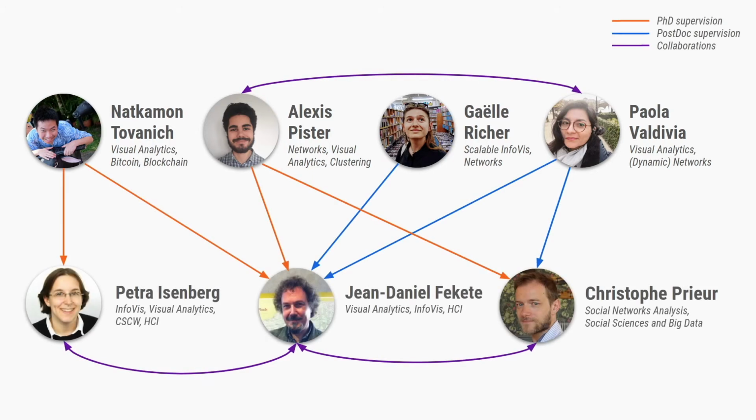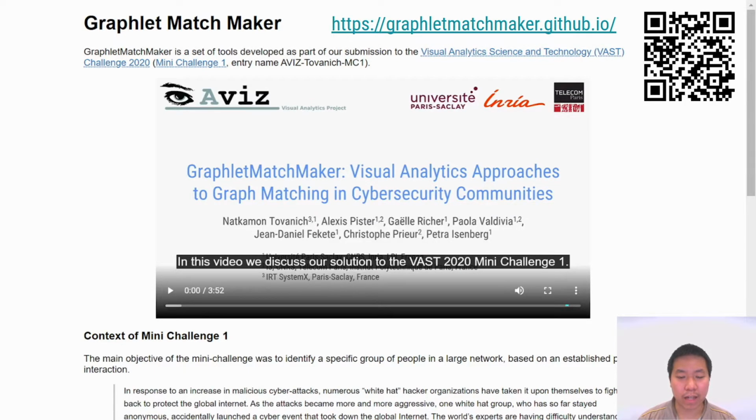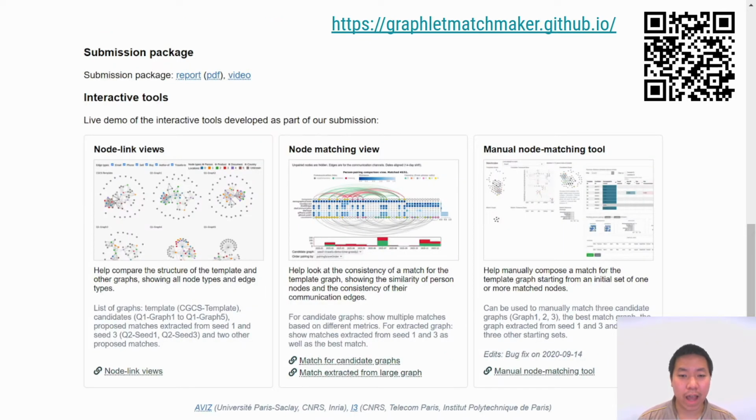We worked with Petra Eisenberg, Jean-Daniel Fekete, and Christophe Prieur to propose our VAST 2020 Mini-Challenge 1 solution that we called GraphletMatchMaker. We publish our solution as GraphletMatchMaker.github.io. You can see the video, the report, and live demo of our interactive tools on this website.